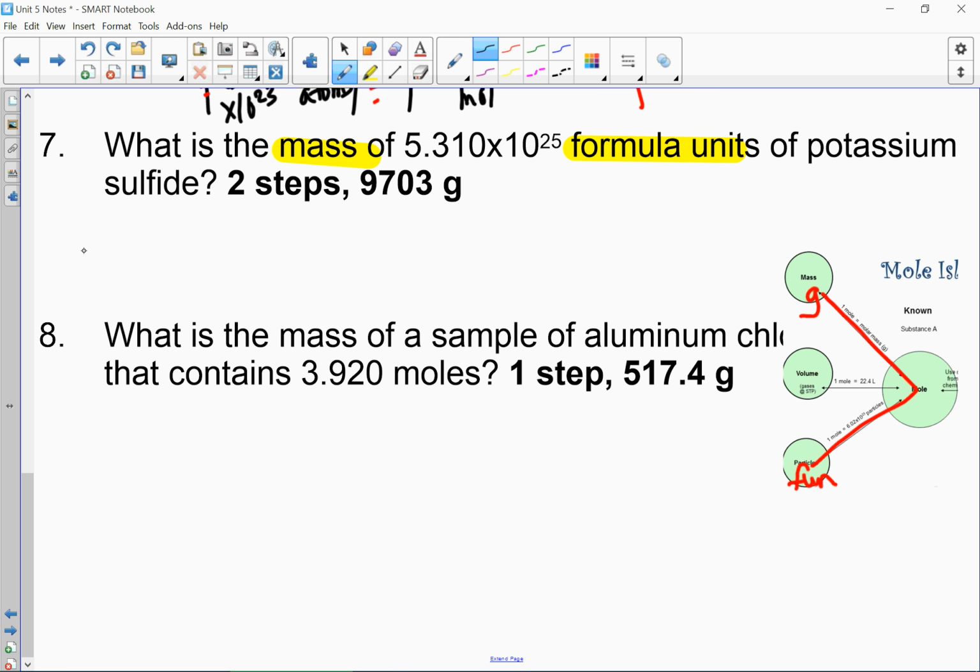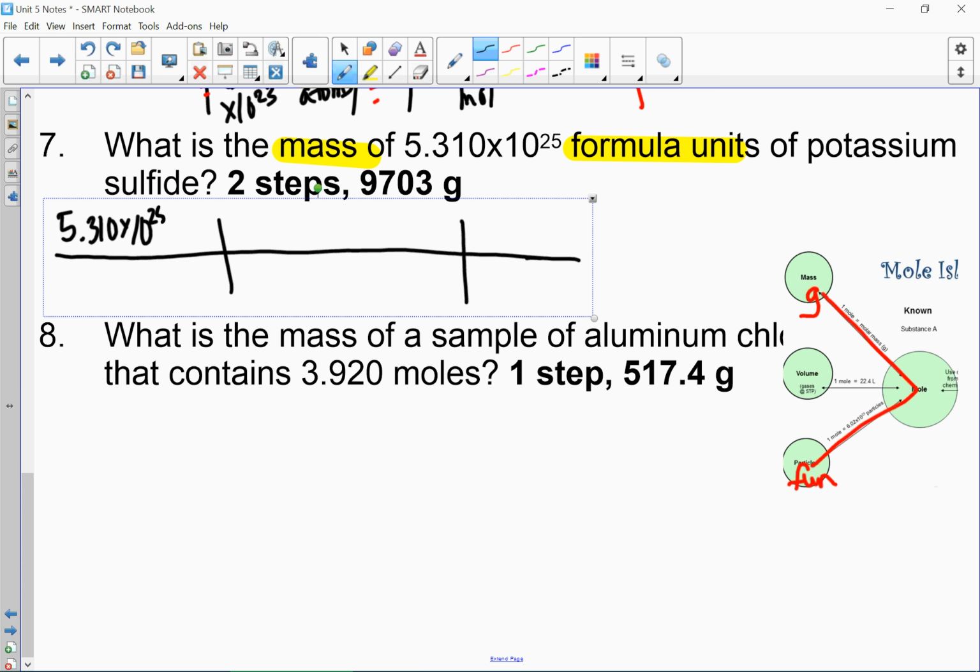So you're going to set yourself up a big fence here. Start with what you know, 5.310 times 10 to the 25th, and those are formula units. Whatever is up has to go down. From that formula unit island, the only place that I can go is to moles. So I got moles right there. Then I'm going to move them down, and from mole island, I want to go to grams. That's here. Now you can put your numbers in. So 1 with the mole. Formula units is 6.02 times 10 to the 23rd, and here's where the trick is.